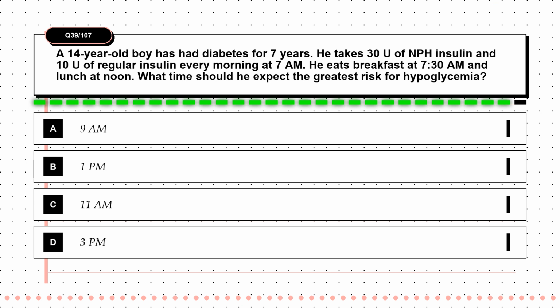Question 39. A 14-year-old boy has had diabetes for 7 years. He takes 30 U of NPH insulin and 10 U of regular insulin every morning at 7 a.m. He eats breakfast at 7:30 a.m. and lunch at noon. What time should he expect the greatest risk for hypoglycemia? Here are the options. Option A, 9 a.m. Option B, 1 p.m. Option C, 11 a.m. Option D, 3 p.m.